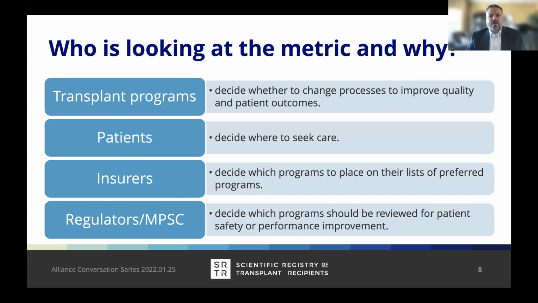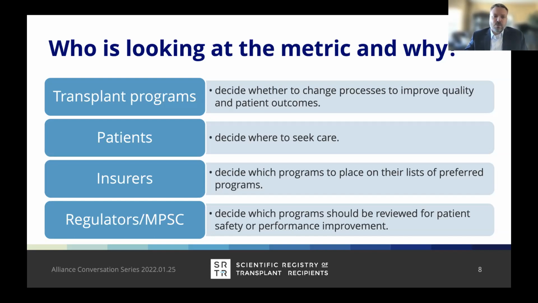So if we step back to who is looking at the metric and why, I've just listed 4 potential examples here of people that look at metrics. Programs might have quality professionals that are trying to decide how to improve processes to improve patient outcomes. Patients may be looking at metrics to decide where to seek care. Insurers might be looking at metrics to decide which programs meet their qualifications for programs of excellence. And then, importantly at the bottom here, today's topic is the MPSC, which is trying to decide which programs should be reviewed for safety or performance improvement that the MPSC could get involved with. So each of these are distinct goals.